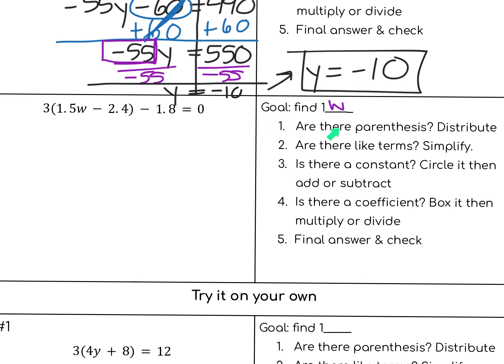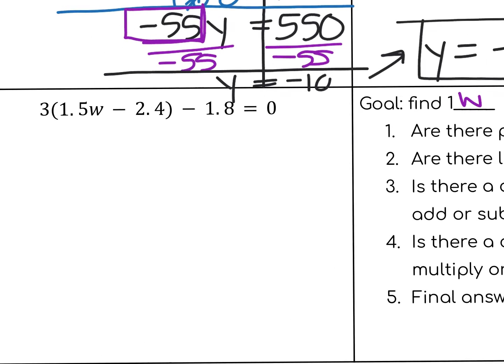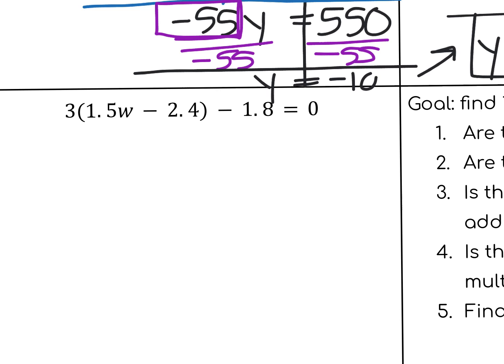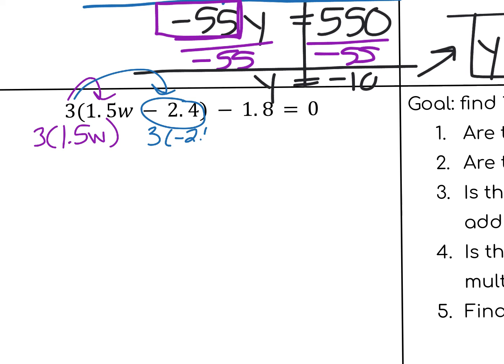It says, are there parentheses? So I look through my equation. Yes, there's parentheses. So I need to distribute. So I'm going to do 3 times 1.5w. This minus goes with the 2.4. 3 times negative 2.4. Then I'm going to include all the other things. Minus 1.8 equals 0.